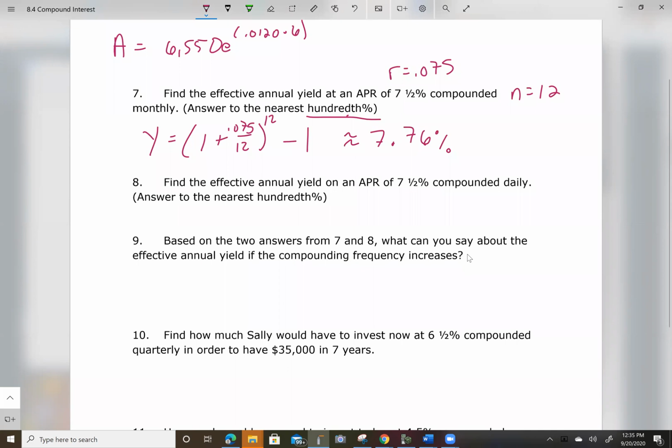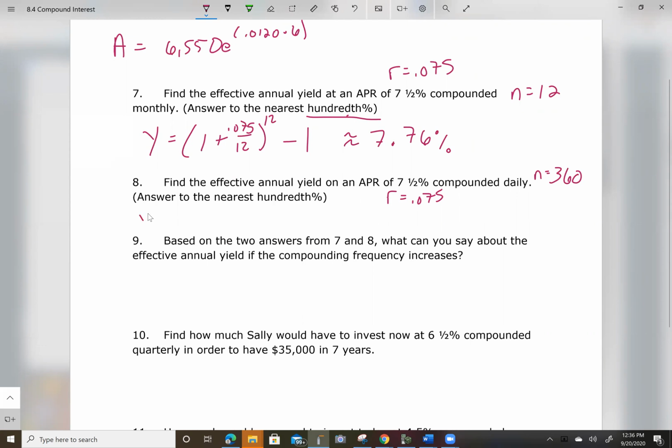Let's do another one. Find the effective annual yield rate on an APR of 7.5%. So it's my r, 0.075, compounded daily. So in this case, my n is going to be equal to, and I think in the book they use 360 for some reason. So let's continue to do that. If there's a question on the test, I'll give you what number that is, okay?